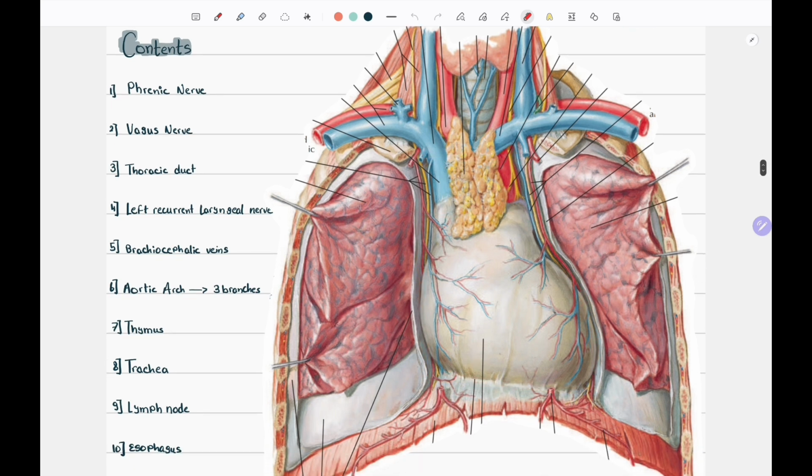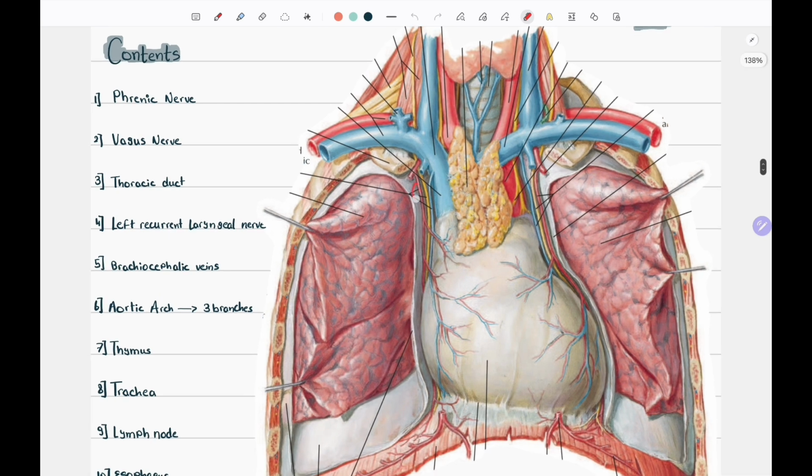Starting one by one, firstly I have the phrenic nerve. This one is my phrenic nerve, which is accompanied by the pericardiophrenic artery and vein. Secondly I have the vagus nerve, the 10th cranial nerve. This vagus nerve also gives off a recurrent laryngeal nerve. This one is our recurrent laryngeal nerve, and the vagus nerve is the parent of the recurrent laryngeal nerve.